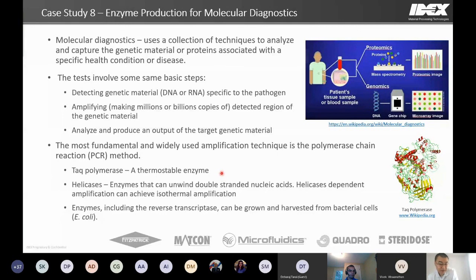There's also another process that uses a different enzyme, the helicase. Helicases can unwind genes, which means you don't need to increase temperature to open up the DNA. So the combination of helicase and polymerase allows the amplification to take place at a constant thermal condition. All the enzymes I mentioned here, including the transcription enzyme, can be grown and harvested from bacterial cells, such as E. coli. And as I mentioned already, the microfluidics technology is a proven method that works very well in rupturing this type of cell.